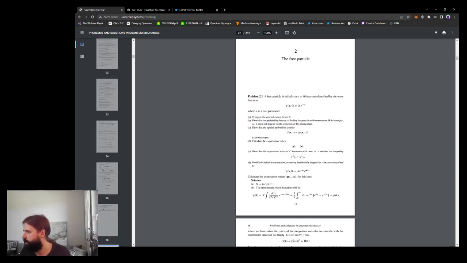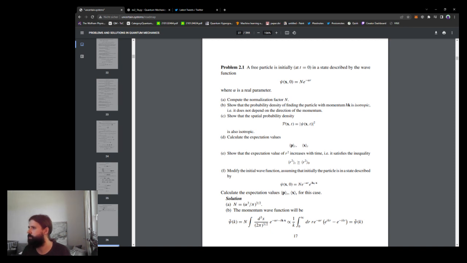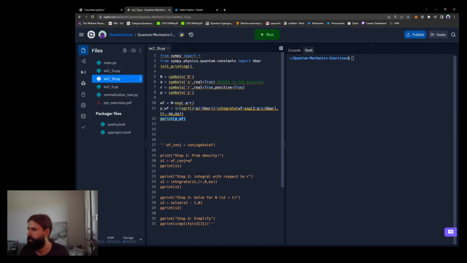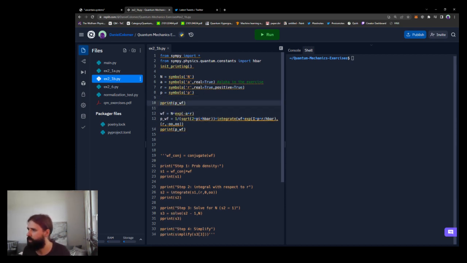So this is exercise 2.2, and we're doing B. We want to show that the probability density of finding the particle momentum is isotropic. So we need to do two things. We need to translate that into Python, x21b.